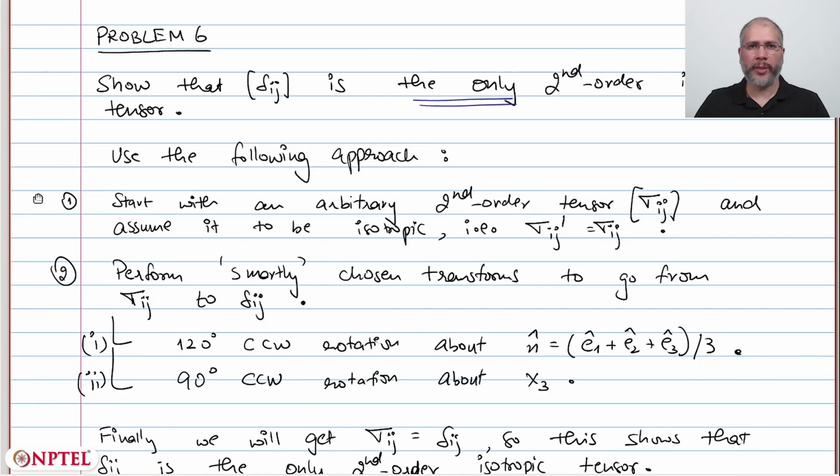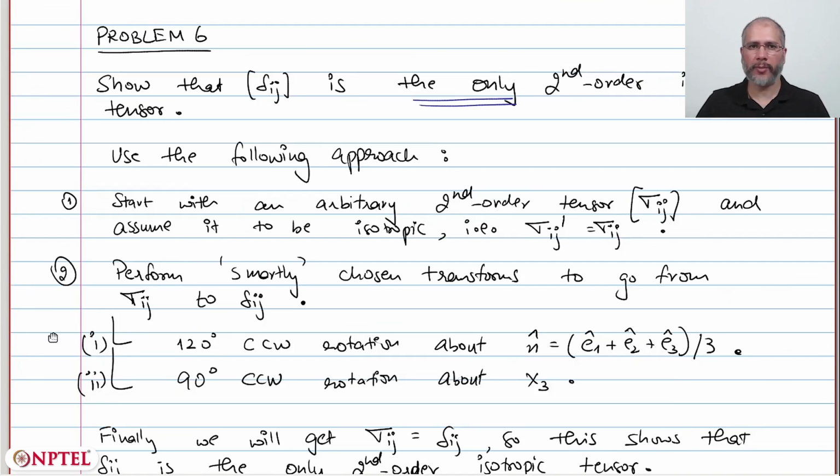So we will start with an arbitrary second order tensor sigma ij, which has 9 components, and we'll assume it to be isotropic. So what that means is that under any orthogonal transformation, sigma will remain the same. That is, sigma prime is going to be sigma. Now, of course, we cannot apply all the infinite transformations. So as a part of step number 2, we perform some smartly chosen transformations to go from sigma ij to delta ij ultimately.